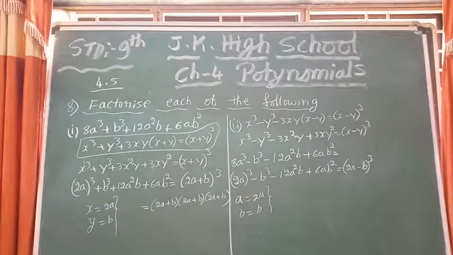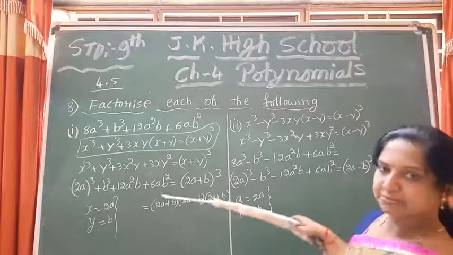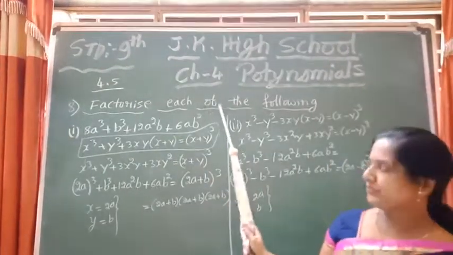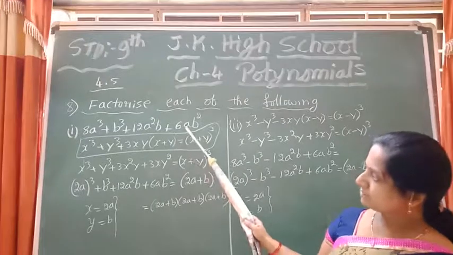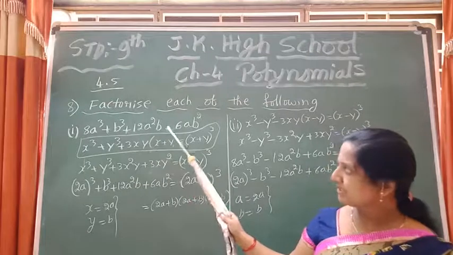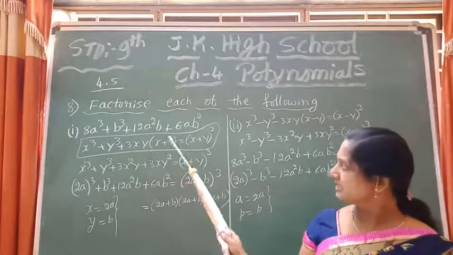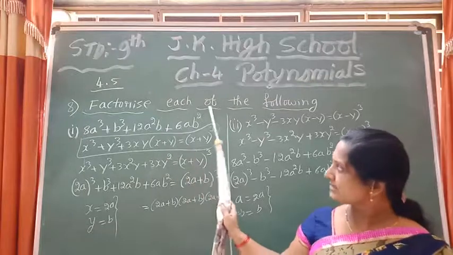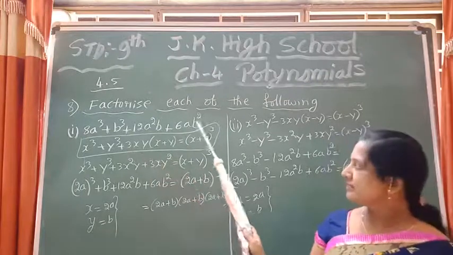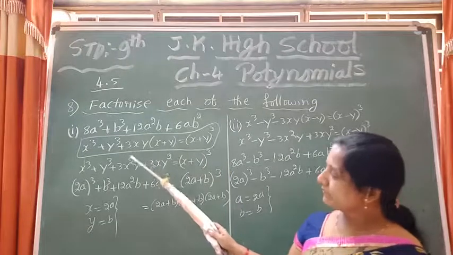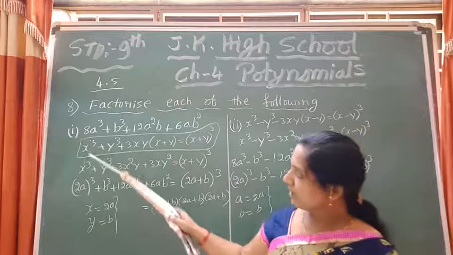Children, see the 8th main heading: factorize each of the following, we have to find out the factors. If you observe this question pattern, it is according to this identity, but it is the LHS side. See, now we used to write this as LHS side and this as RHS side. So they give the RHS side only as the question. We have to write the LHS side, that is, the factors we have to find out now. So we will compare the given question with this and we will write it in this form.